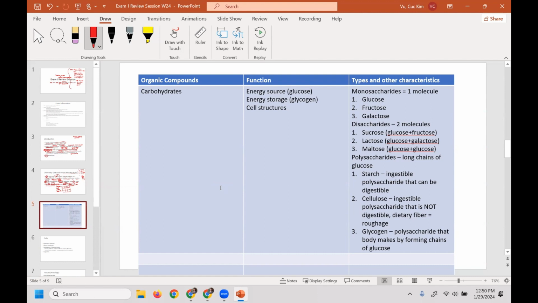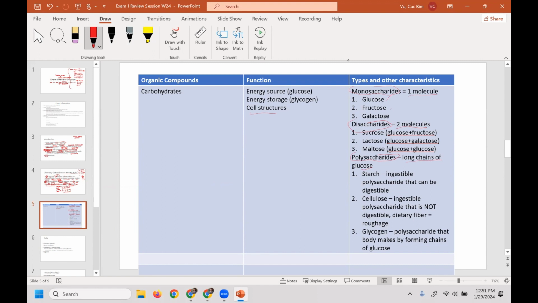Because 1, that is the process of studying. 2, that's also the process of reviewing, because now you're going to know what you knew from what you didn't know. And what you didn't know is what you should focus on. So you can see under carbohydrates, here are the functions: energy source, energy storage, and it actually is part of the cell structures as well. There are 3 types. There's monosaccharides, which has 1 molecule of sugar, disaccharides, which has 2 molecules of sugar, and polysaccharides, which is a long chain of glucose.